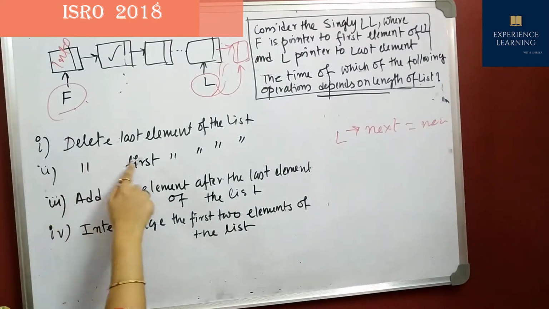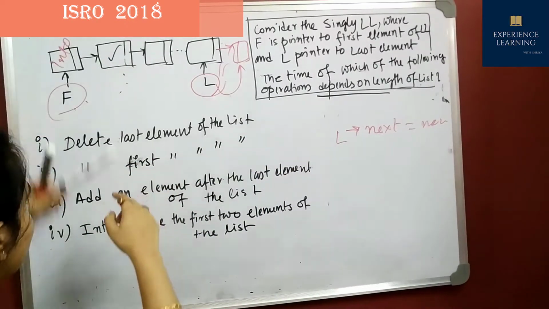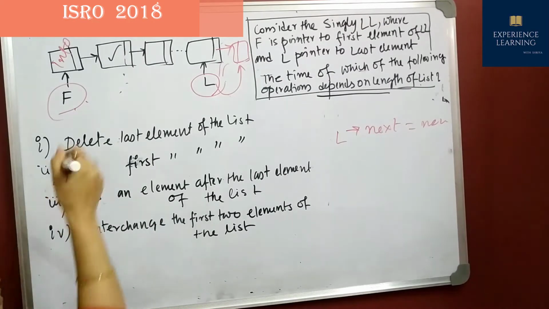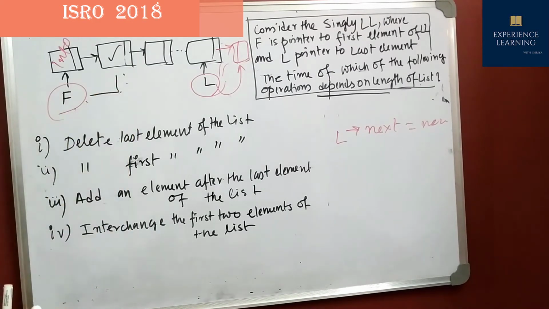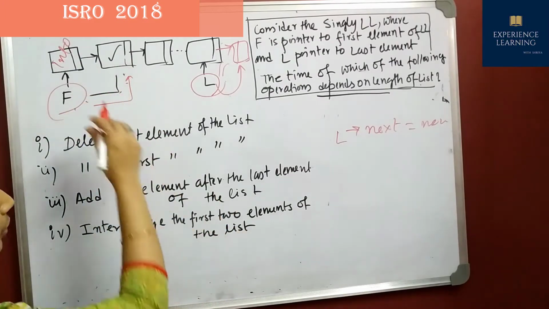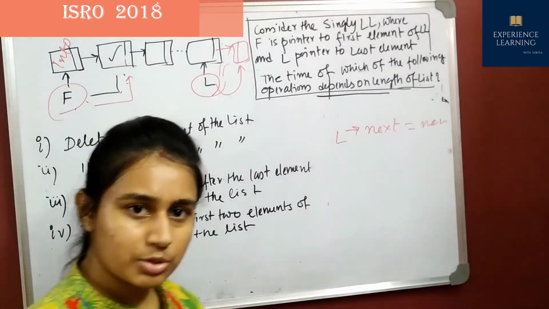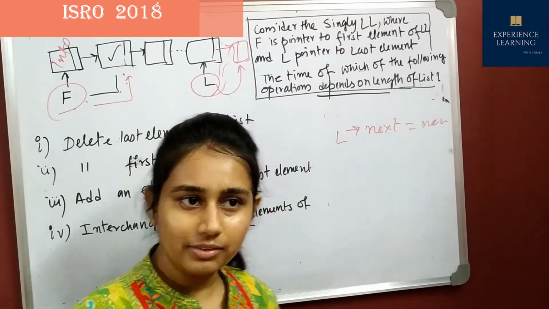Second one, delete the first element of the list. If you want to delete it, simply shift the F pointer. Now F will be F next, and free the first one. This is also possible. No need to depend on the length.